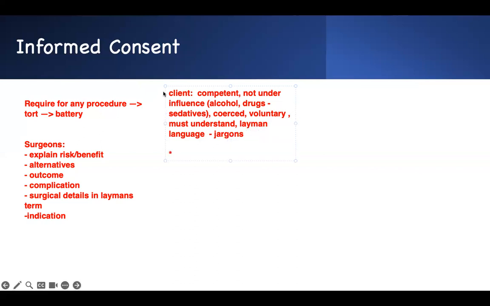Keywords: the client can rescind this consent anytime. Even 2 seconds before you get the patient to the operating room, they can rescind. If he says, I don't want this, let me go, you should let them go. Otherwise, you committed what? Battery, like I said.